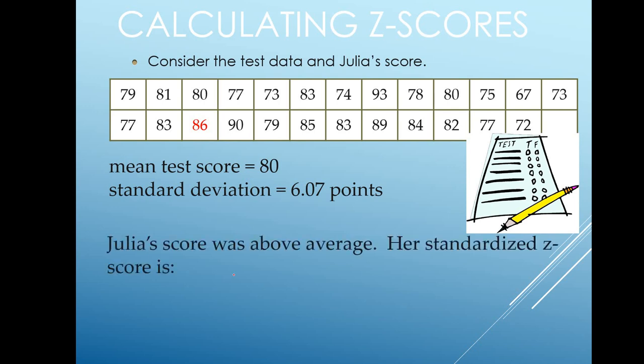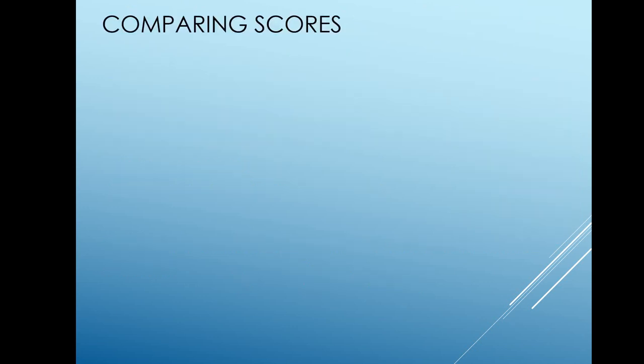So how above average was she? We plug the values into our formula, 86 minus the mean, over the standard deviation. Plug that into the calculator and you get 0.99. So she is approximately one standard deviation above the mean. If this were a negative number, that would mean she was below the mean. Depending on what your x value is here, you can get positive and negative. Negative just means you're below the mean. Positive means you're above the mean.